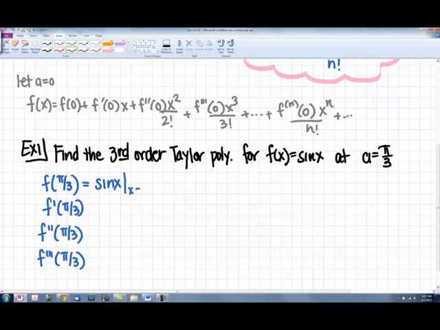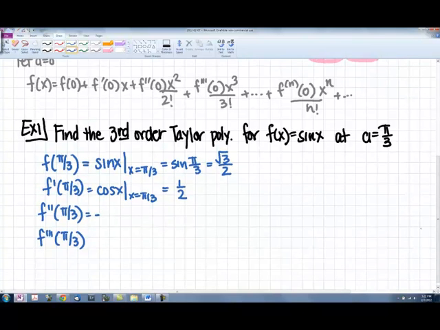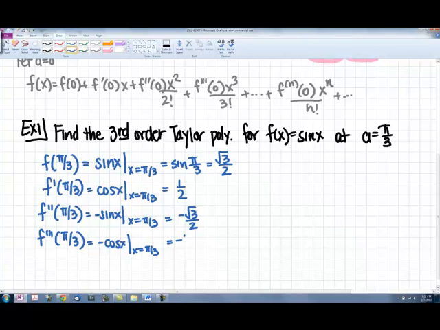We're going to evaluate sine x when x is pi over 3. So that means sine pi over 3. Hope you remember your trig. It's going to be square root of 3 over 2. The derivative of sine is cosine. So when I evaluate at pi over 3, cosine pi over 3 is 1/2. And then we continue on with our derivatives. So we have negative sine x, again at pi over 3, gives us negative radical 3 over 2. And then we have negative cosine x at pi over 3, gives us negative 1/2.